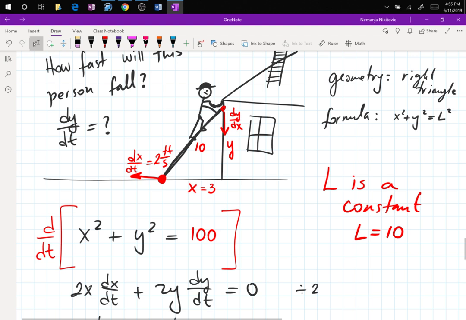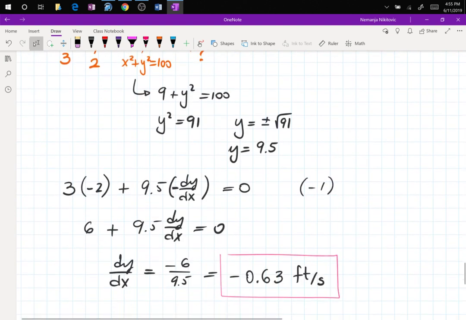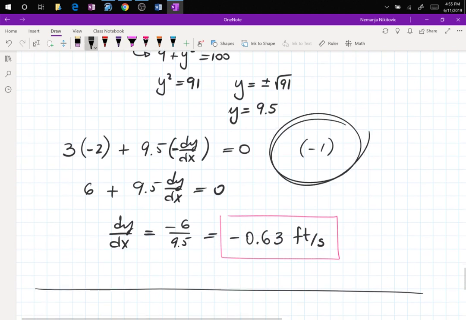How do we get positive 6, like, multiplying 3 by negative 2? There is a negative 1 over here, which killed all the negative signs. Where did that come from? I just multiplied the whole equation by it. Okay.